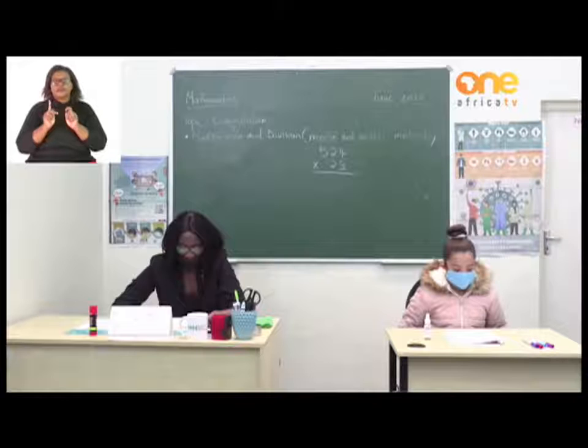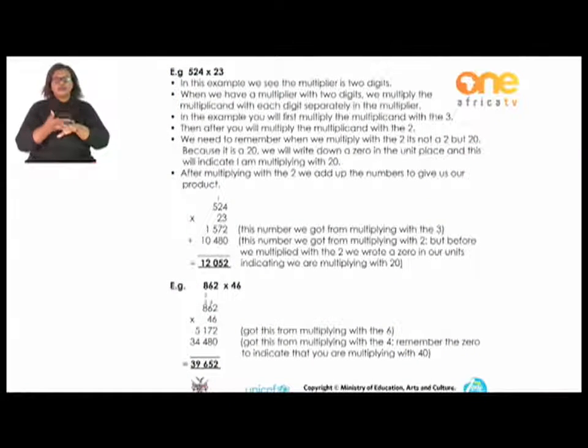Boys and girls, we are on page 11. We have the example 524 times 23. In this example, we see the multiplier is 2-digit. When you have a multiplier with 2 digits, we multiply the multiplicand with each digit one by one in the multiplier. In this example, you will first multiply the multiplicand with the 3. Then after, you will multiply the multiplicand with the 2. We need to remember, when we multiply with the 2, it's not a 2, but 20. Because it's a 20, we will write down a 0 in the unit place, and this will indicate I'm multiplying with 20. After multiplying with the 2, we add the numbers to give us our product.